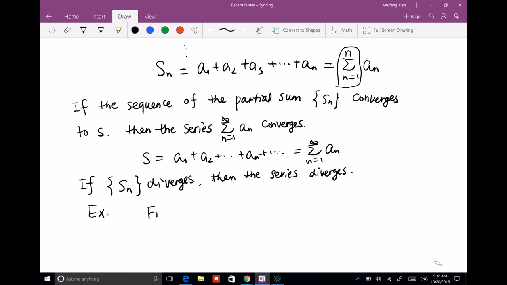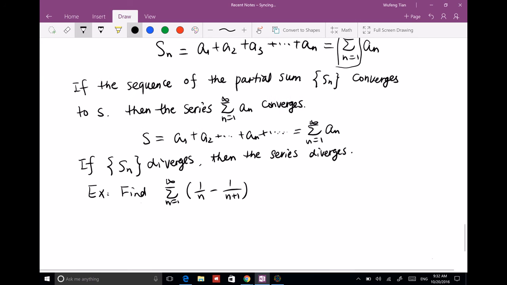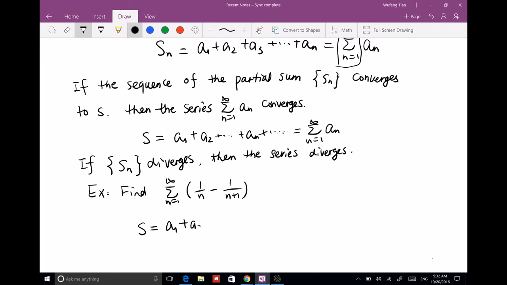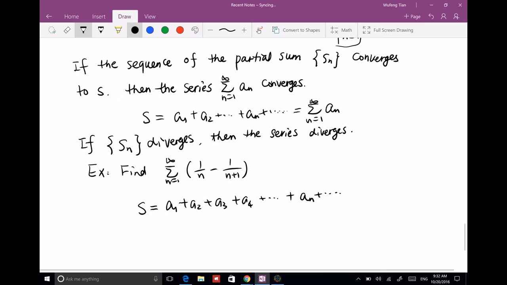Example, we'll look at a series. Find the sum from n equals 1 to infinity of 1 over n minus 1 over n plus 1. So we want to find the series, the summation. We add all of them together: A1 plus A2 plus A3 plus A4, continuing, plus An. So we want to know what S is.